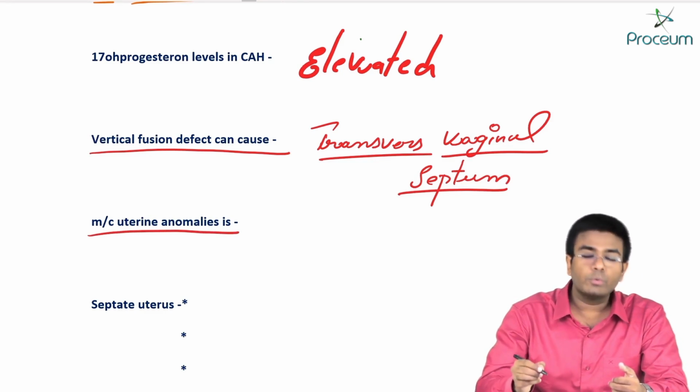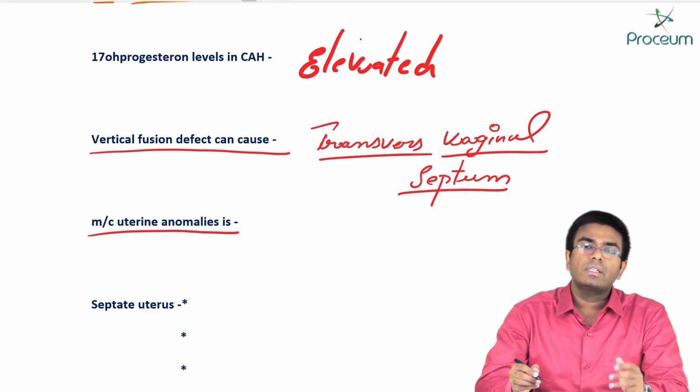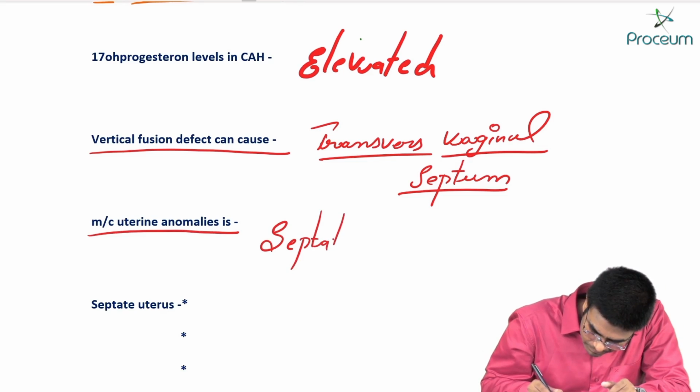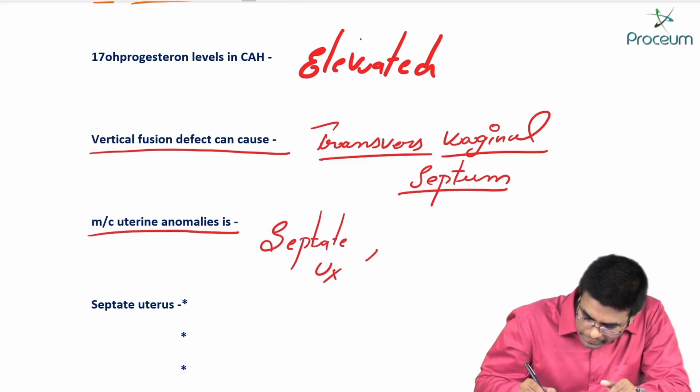Most common uterine anomalies: the most common uterine anomaly is septate uterus, followed by bicornuate uterus.